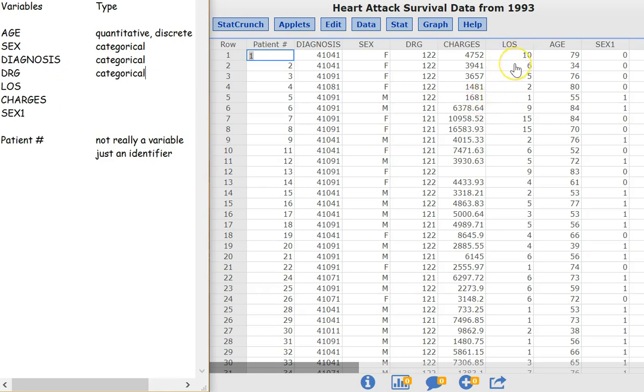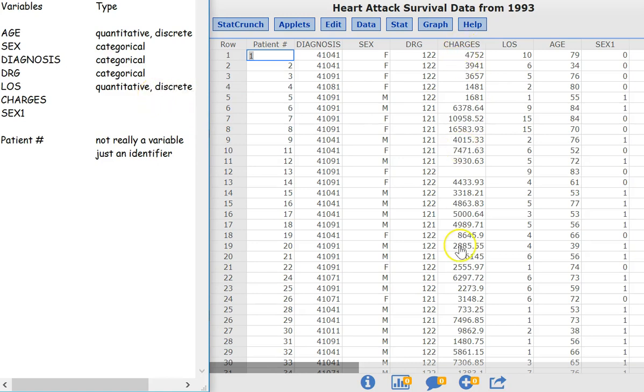Then we have the LOS, which stands for length of stay. So this is the number of days that the patient stayed in the hospital. Now this is numerical, and we could do things like find an average length of stay, things like that. So this is a quantitative variable. And we also want to look at whether it's discrete or continuous. This is answering the question of how many days they spent in the hospital, so this would be discrete.